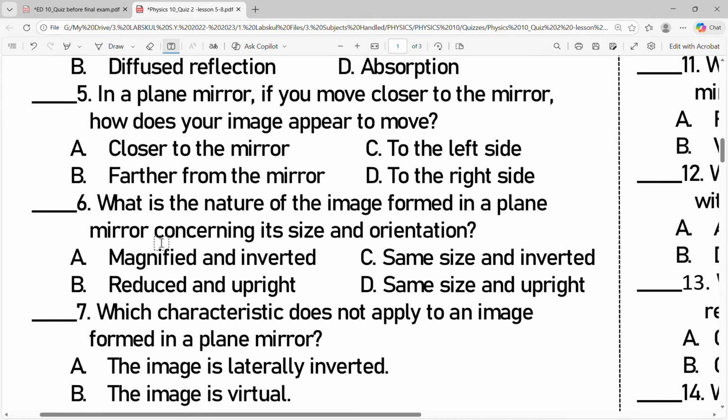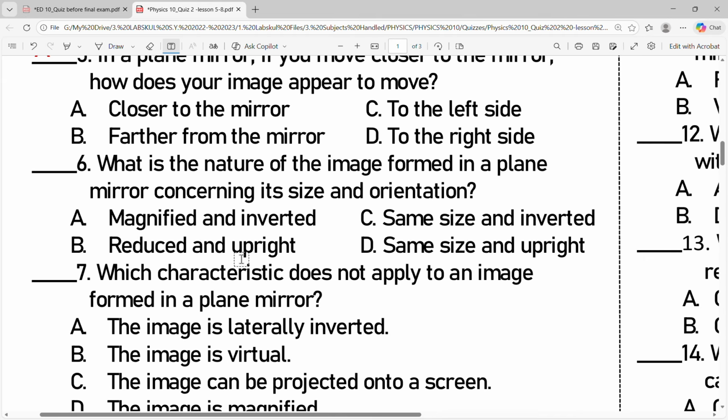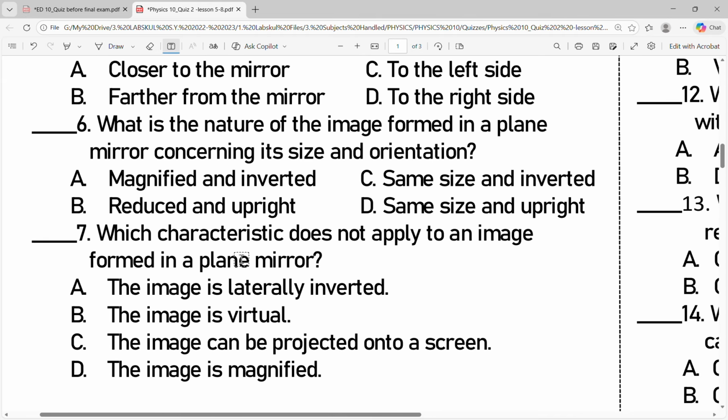Number 5, in a plane mirror, if you move closer to the mirror, how does your image appear to move? You know that from our virtual investigation, if you move the object closer to the mirror, then the image will also move closer to the mirror, the same distance of the object from the mirror as the image that you could see. So the answer is letter A. Number 6, what is the nature of the image formed in a plane mirror concerning its size and orientation? As I told you earlier, the correct answer here is same size and upright.